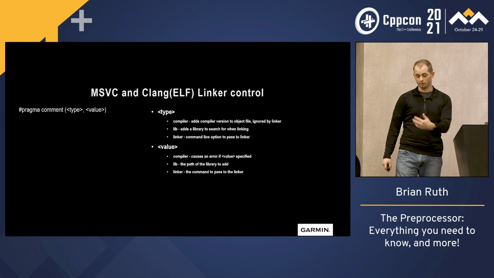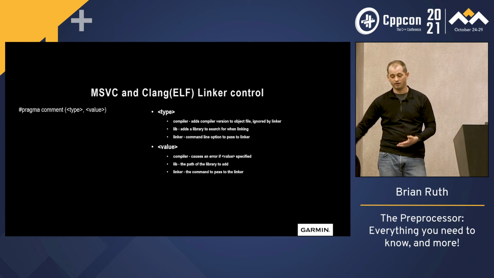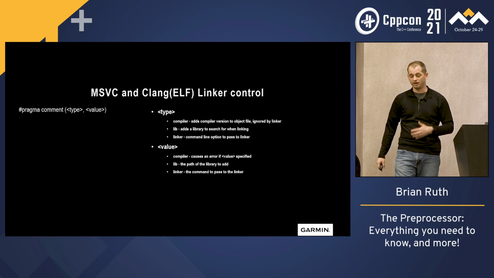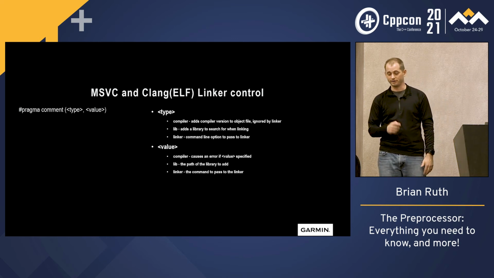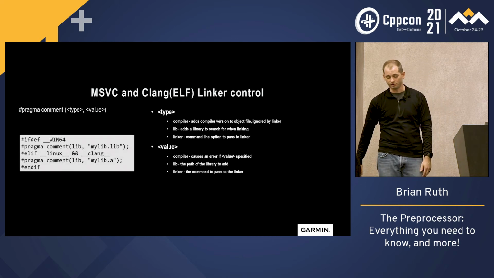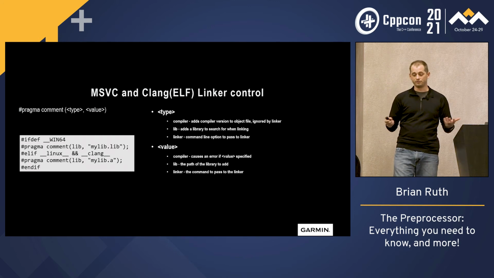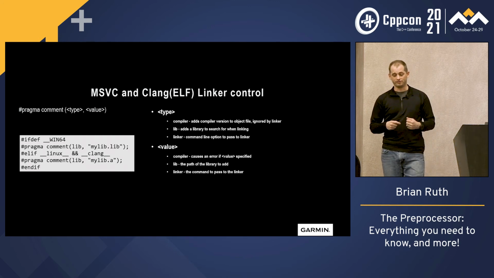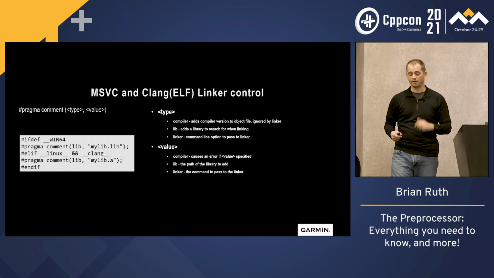And then the value is going to be based on what you're doing. If you're doing a compiler, the value actually causes an error. If you're doing a lib, it's the path to the library, and for the linker, it's the command you actually want to pass to the linker. So here's some examples of where you would do it. If you're using Win64, you want to add mylib. If you're using Linux and Clang, then you can add mylib.a.